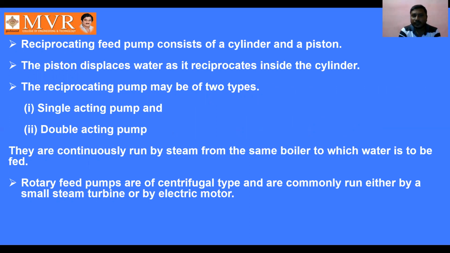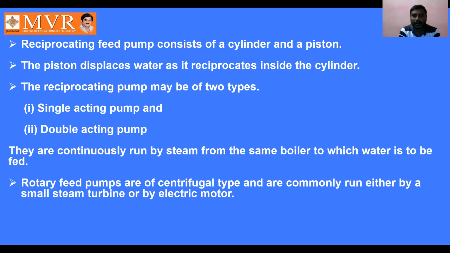See here, the reciprocating feed pump, we already know and have observed in the lab how the reciprocating pump works. It consists of a cylinder and a piston. The piston displaces water as it reciprocates or oscillates inside the cylinder. The reciprocating pump may be of two types: here we can observe a single acting pump and a double acting pump.